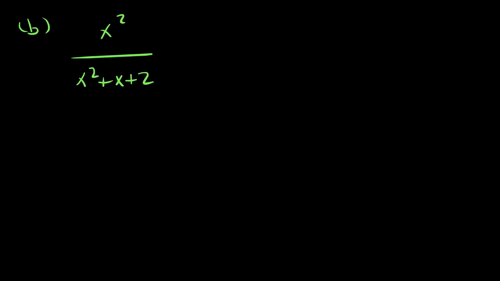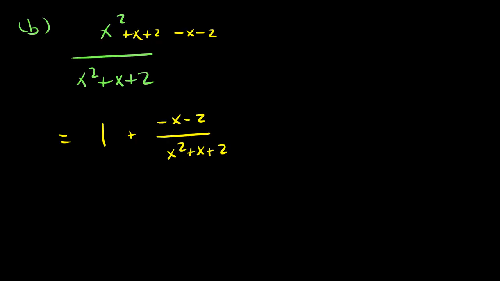Here's another trick. I'm going to add x plus 2 and subtract it, so that's just adding 0. And that makes this first part match the denominator. So this would turn into 1 plus negative x minus 2 over x squared plus x plus 2. Great. Now, is x squared plus x plus 2 reducible? Thinking about that discriminant, b squared minus 4ac, that'd be 1 minus 8, a negative number under the square root, therefore irreducible. And so we're actually done with that process.